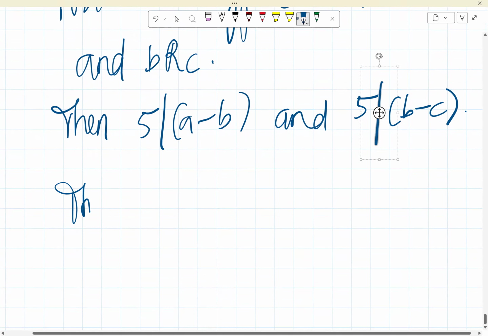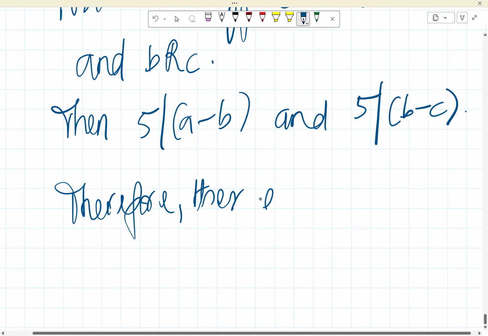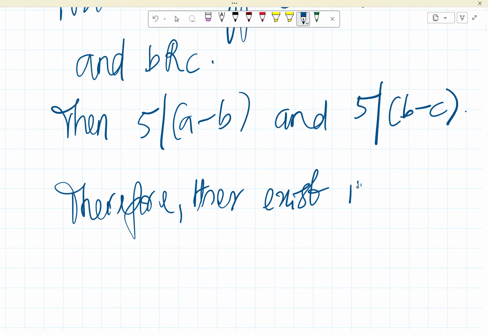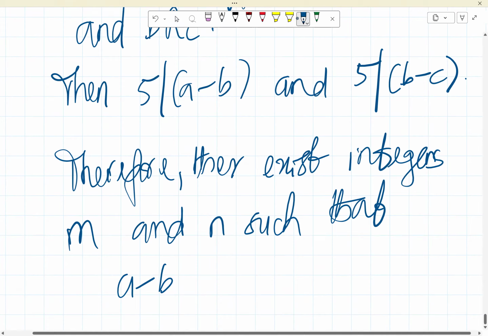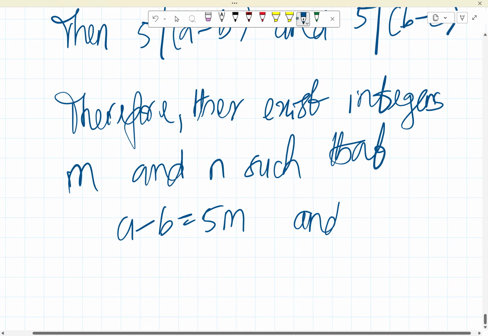So we can say, therefore, there exist integers m and n such that A minus B is equal to 5m, and B minus C equals 5n.